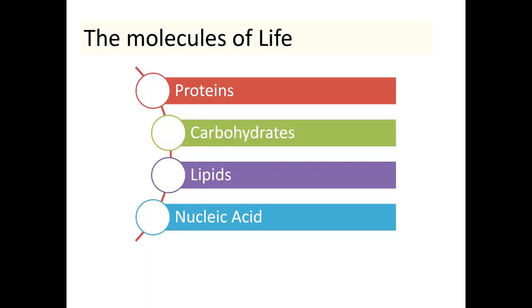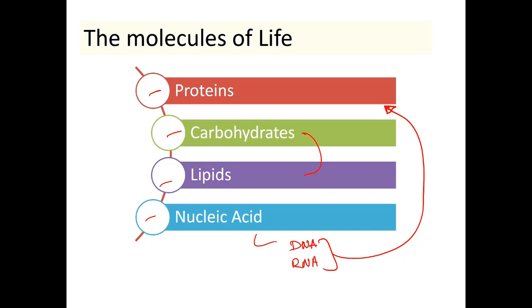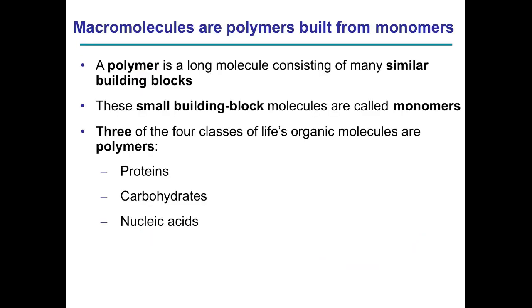Now, there are four major molecules of life that are present in the body and make up all living beings, starting off with proteins, carbohydrates, lipids, and nucleic acids. Nucleic acids are basically of two main types: deoxyribonucleic acid and ribonucleic acid, which is the DNA and the RNA, and both of them are mainly involved in the synthesis of proteins. Carbohydrates and lipids give rise to both structure and a main source of energy.